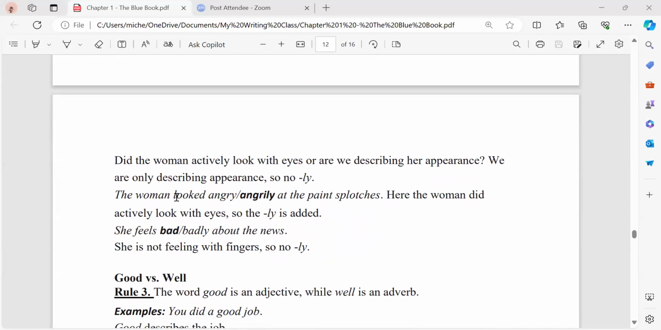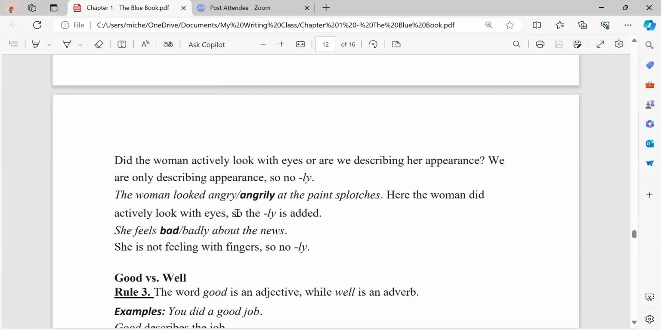That's why from right here, look. So we know that the woman looked angrily, not the woman looked angry. So we're not describing the woman's expression, but we are describing how the woman looked, which involves her seeing senses.